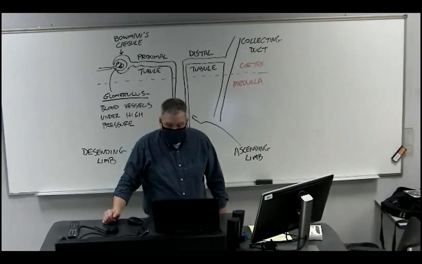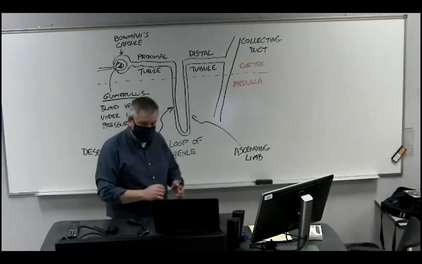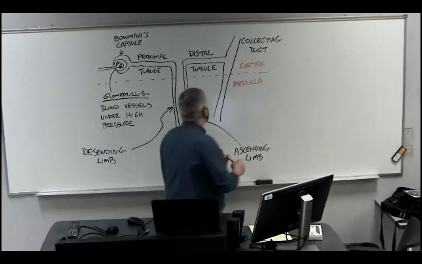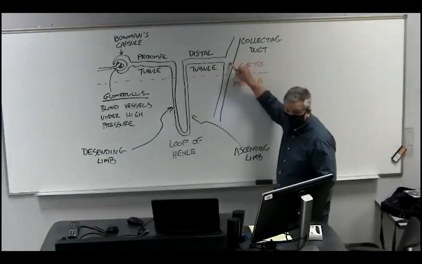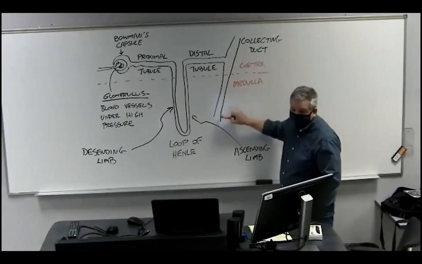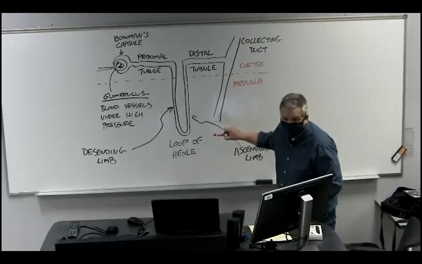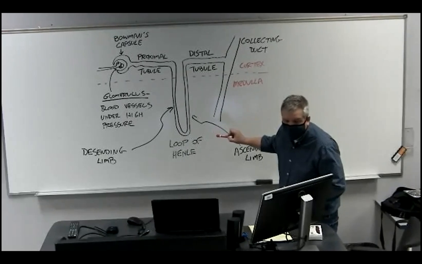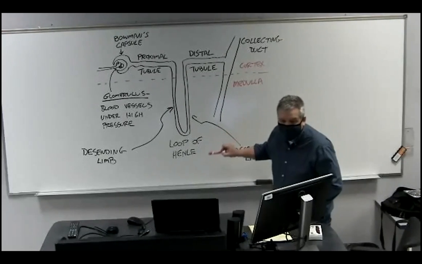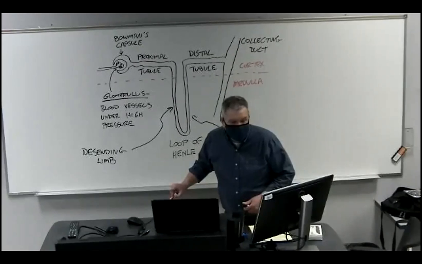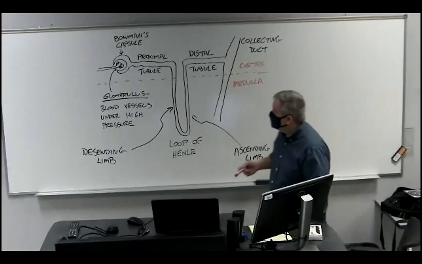Question from Brooklyn. What is across from the distal tubule? Do you mean right here? Okay, this is the collecting duct. Did that answer your question, or are you asking about something else? Brooklyn, did that answer your question? I meant the proximal tubule, but you answered earlier. Okay.